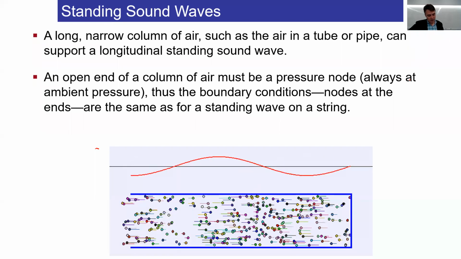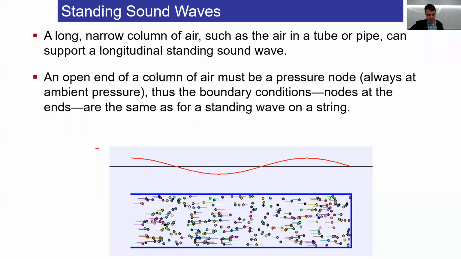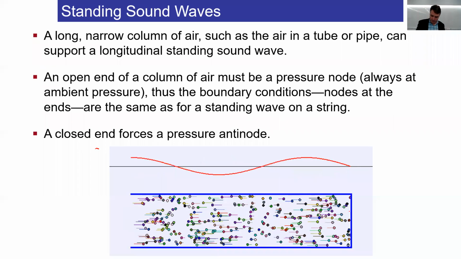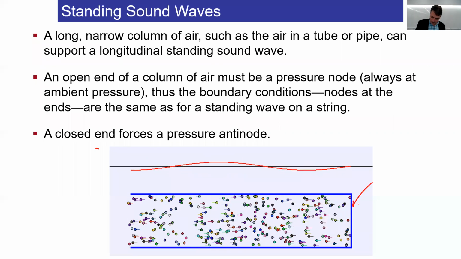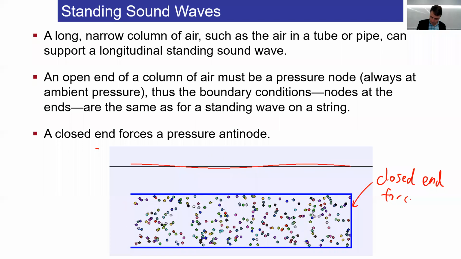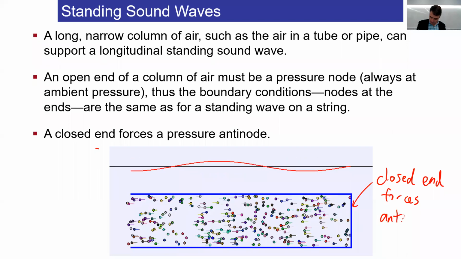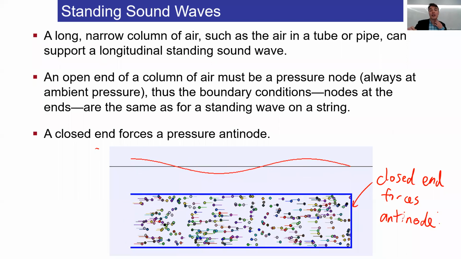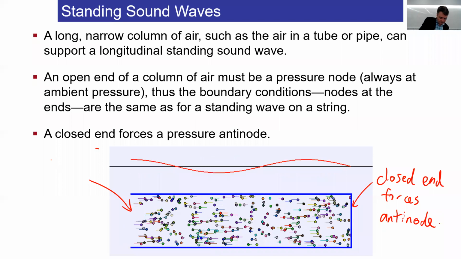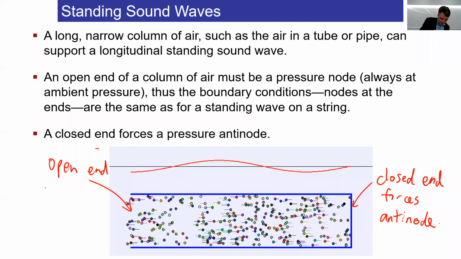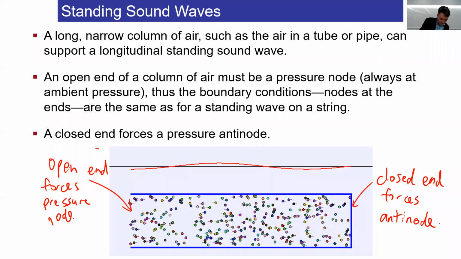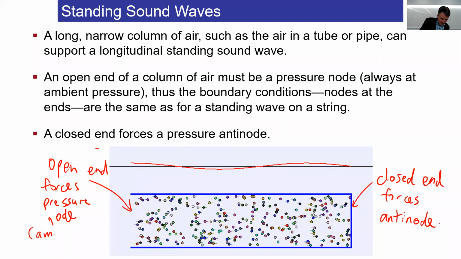And so the boundary condition of nodes at the end is the same as for a standing wave, but a closed end forces a pressure antinode. That's where this closed end here forces an antinode because there's a pressure actually coming from the cap there, and then an open end forces a pressure node, which is called the ambient room pressure.